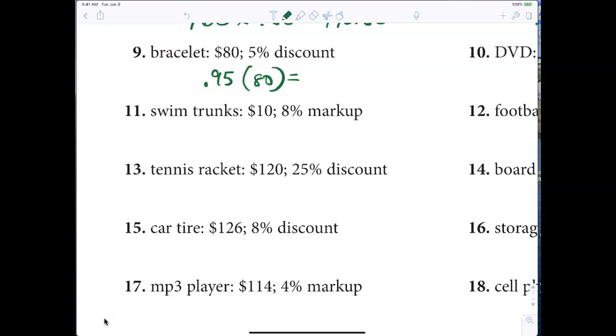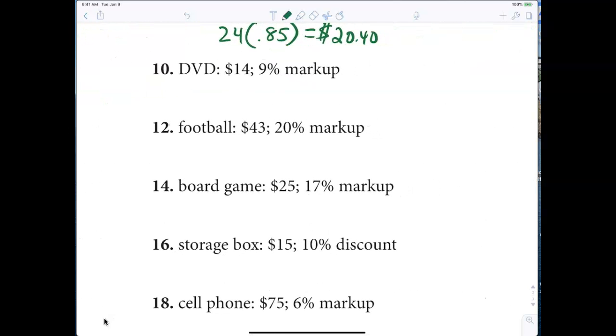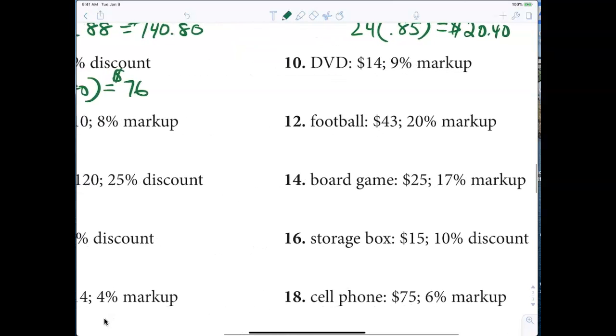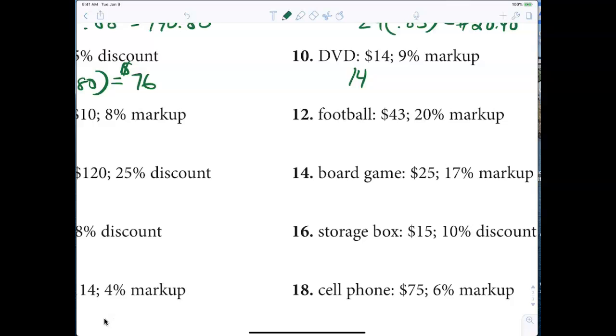So tell me about that. 76. All right. Everybody happy with that? $76. All right. Anna, you're up. So you can do $14 times 4 times. Uh-oh. What is it? A markup or a markdown? Oh, it's a markup. Yeah. So don't worry about it. That's why I say you got to just read carefully. So it'd be 14 times what? Yes, 1.09.